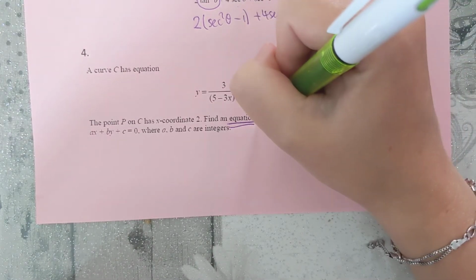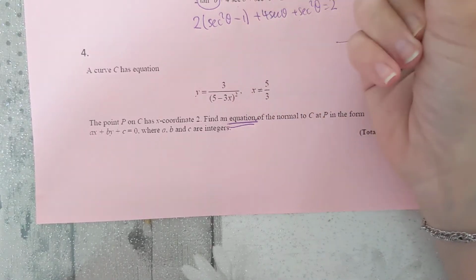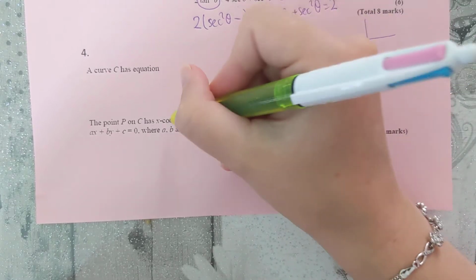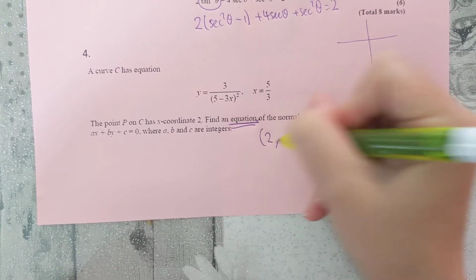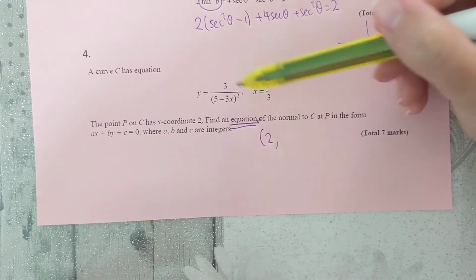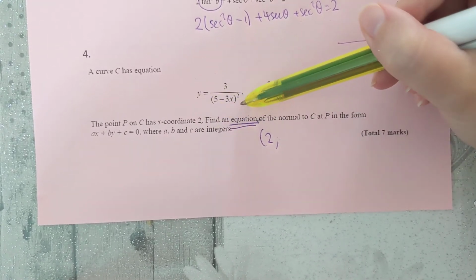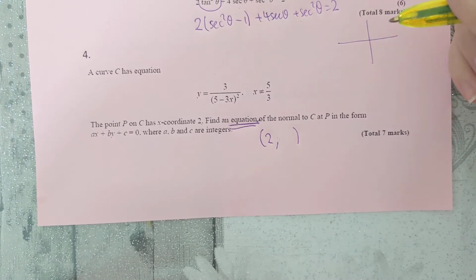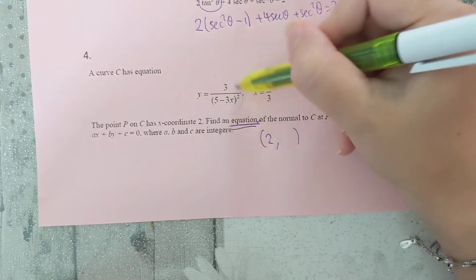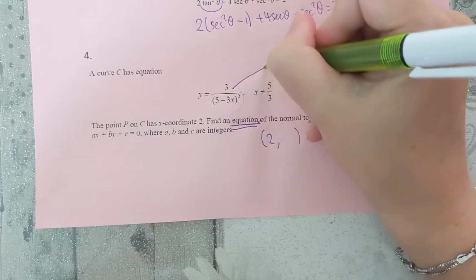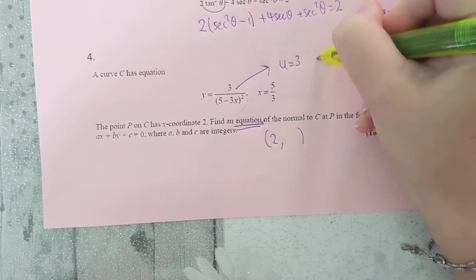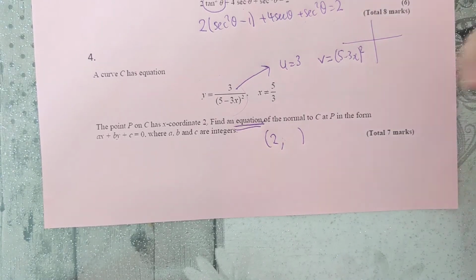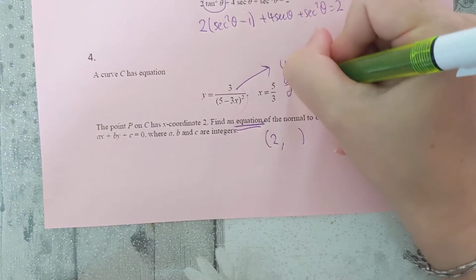So first thing that you're going to have to do is you either find the point or you find the gradient. So if we go for the point, we know the x coordinate is 2. So you just need to substitute 2 into your equation here to get your y value. So that's going to be the coordinate. Then we need to get the gradient. So again, you could use quotient rule here because it's a fraction. So you could say u is 3, v is 5 minus 3x squared. So to differentiate this one, it would just go to 0.